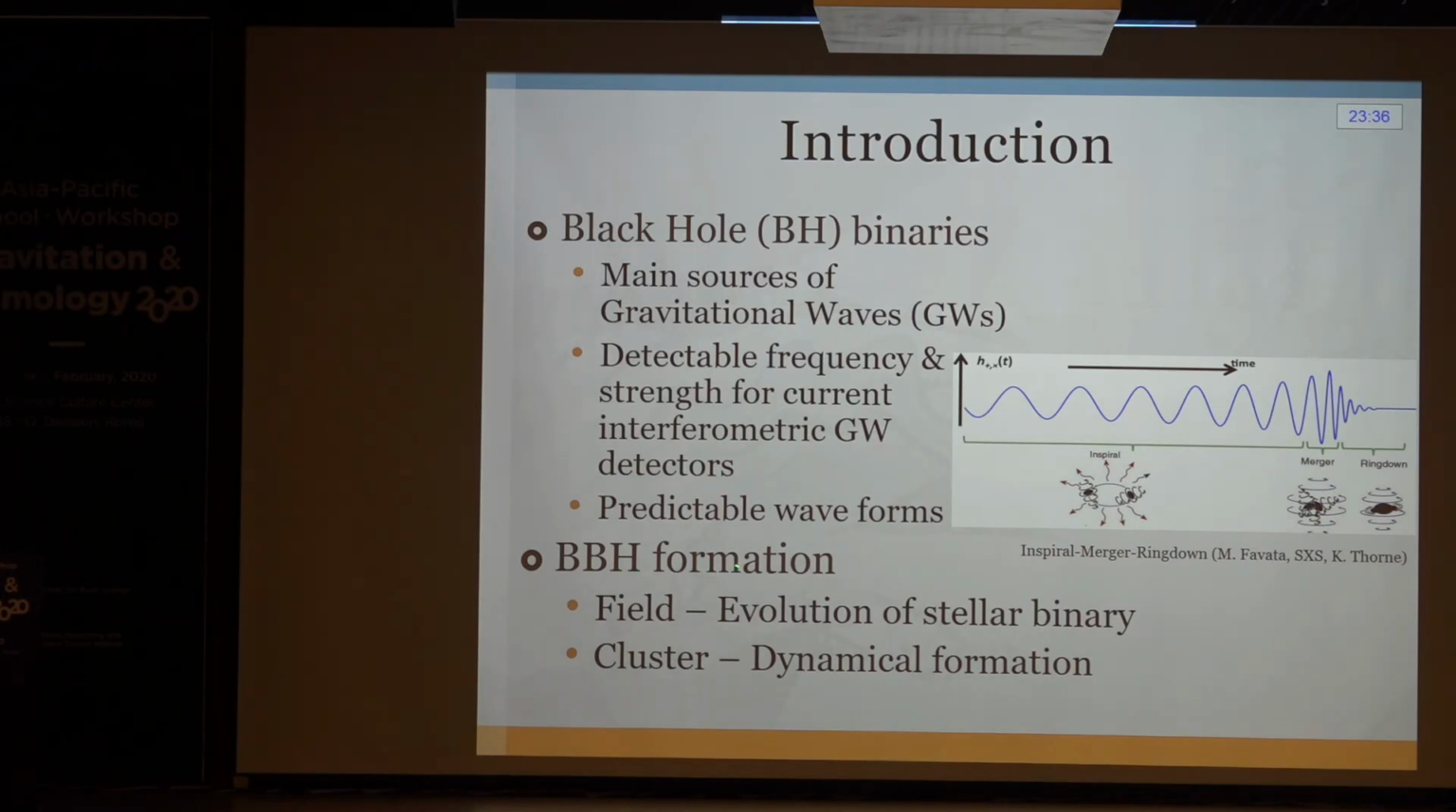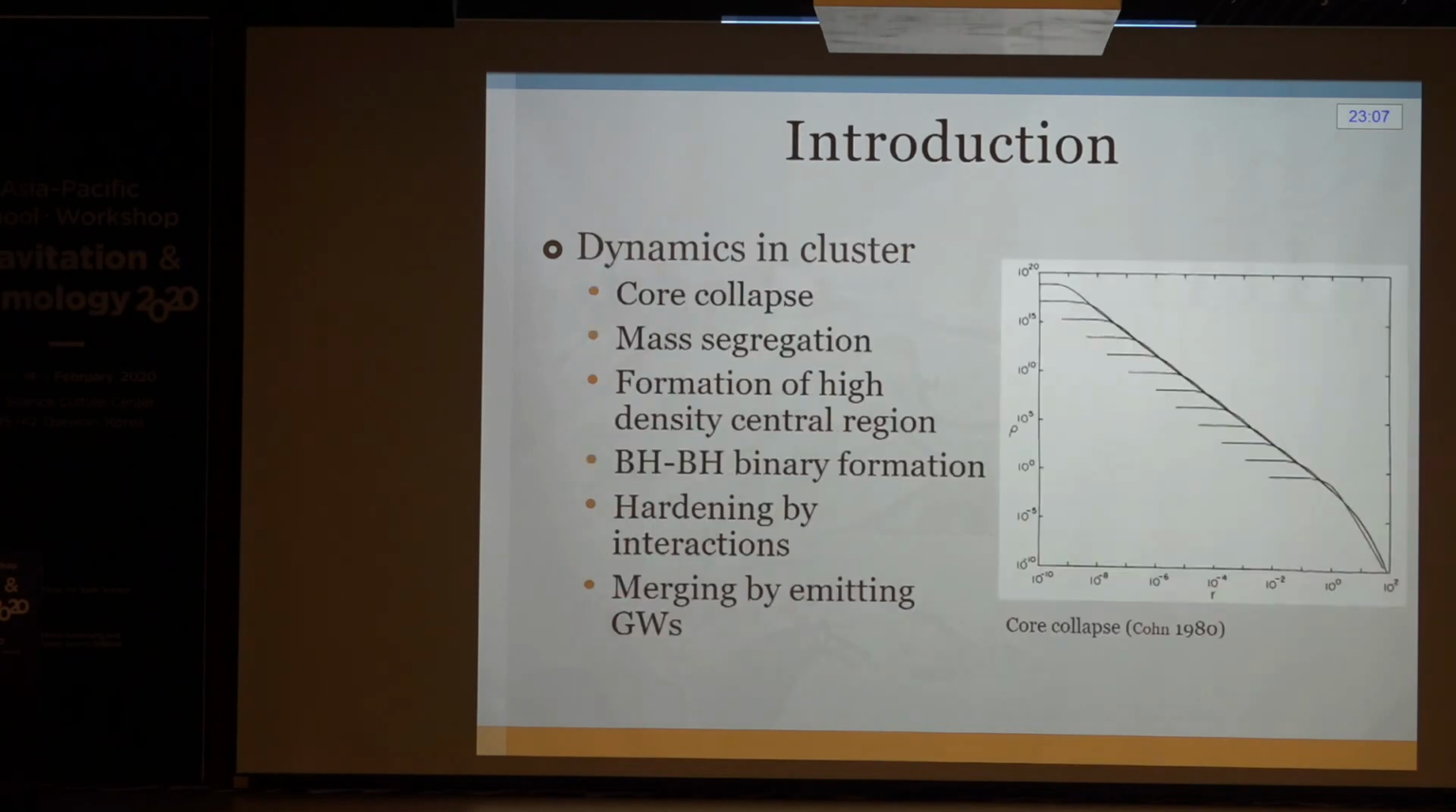Binary black holes can be formed in the field environment. Stellar binaries can be transformed into binary black holes if they endure the supernova explosions. The second formation channel is in clusters, where they can be formed dynamically. So today we will see this kind of topic, dynamical formation.